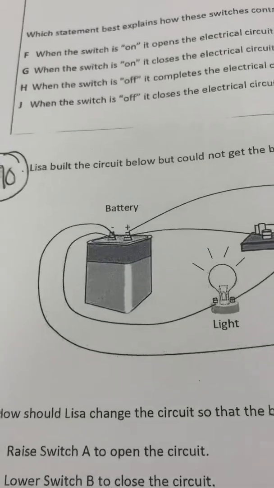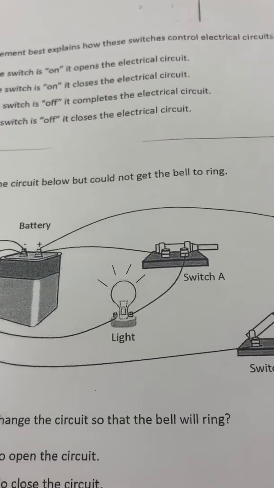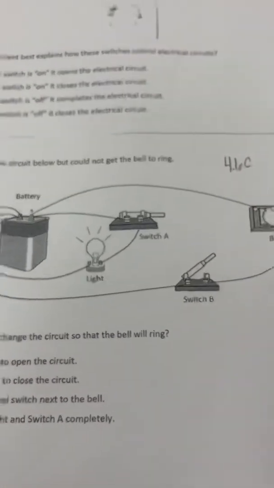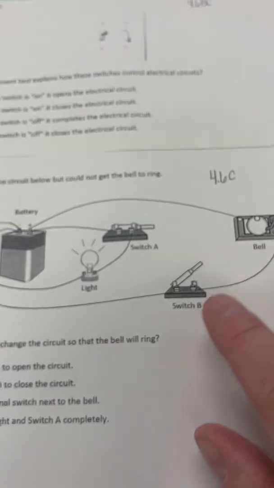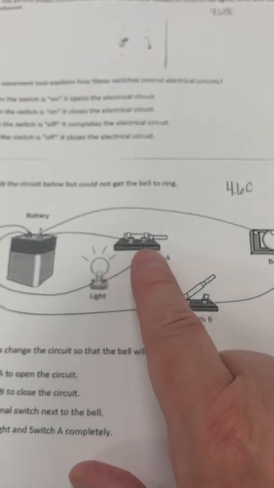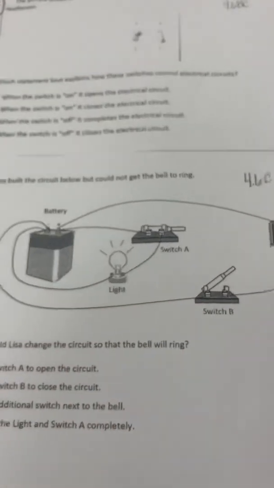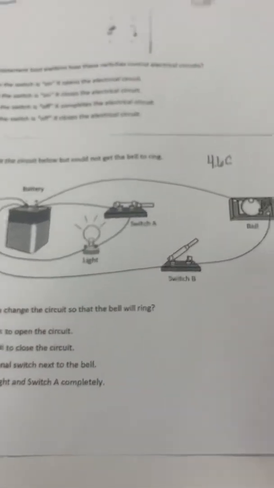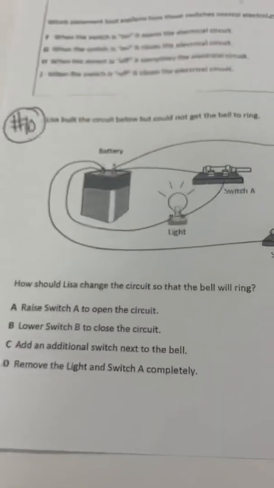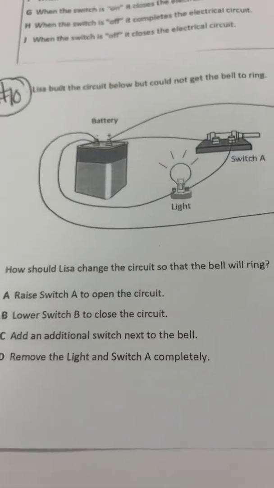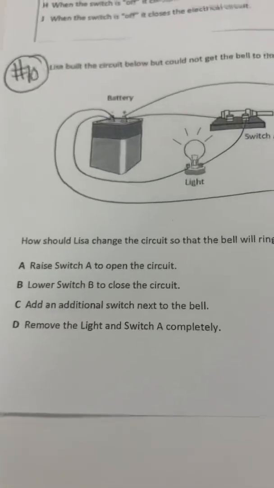Okay, number 10. Lisa built the circuit below, but could not get the bell to ring. So here's her circuit. There's the bell. There's a switch. There's a switch. There's a light, and there's a battery. So she built that circuit, but she couldn't get the bell to ring. How should Lisa change the circuit so the bell will ring?